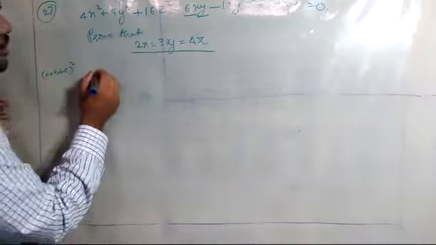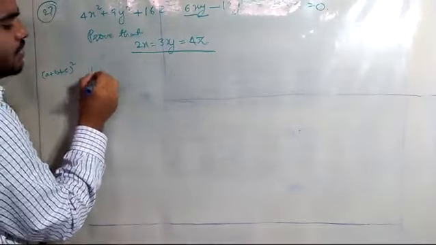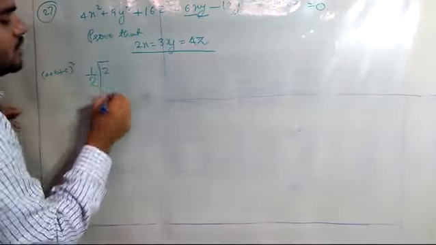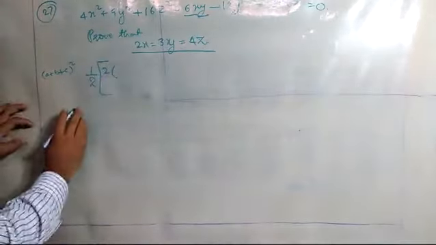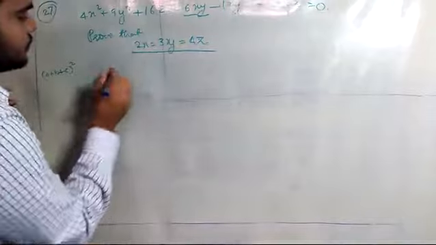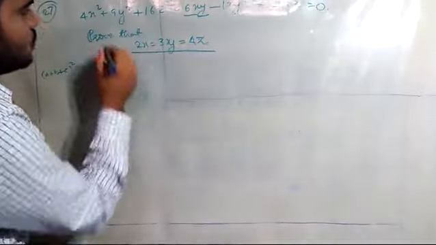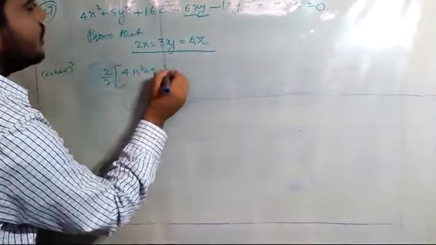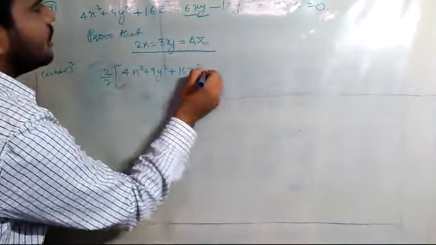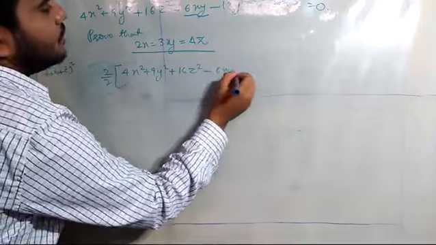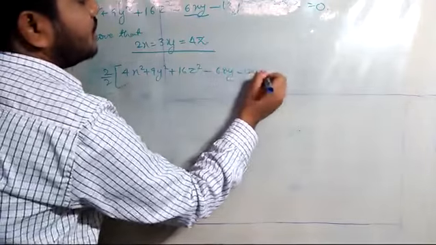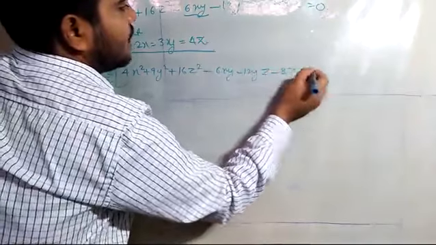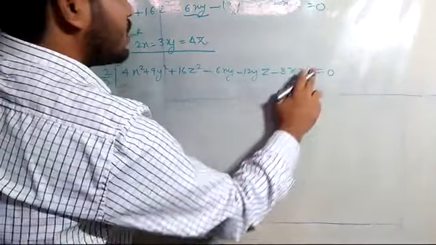Now your task will be to multiply with 1 by 2 and 2, that means 2 by 2. You multiply with 2 upon 2 with the formula, with this expression: 4x square plus 9y square plus 16z square minus 6xy minus 12yz minus 8xz equal to 0. This is what we are going to do.